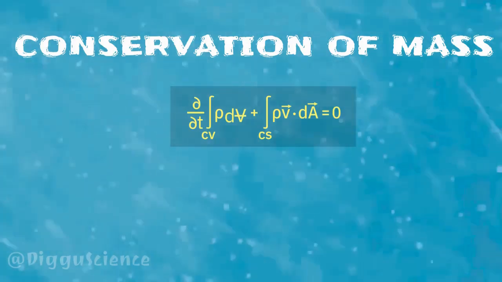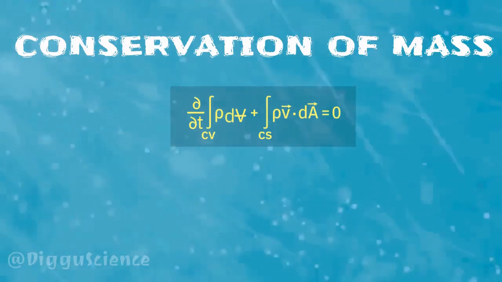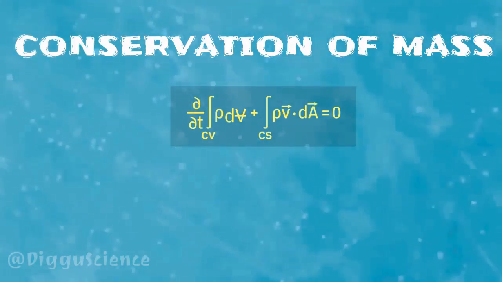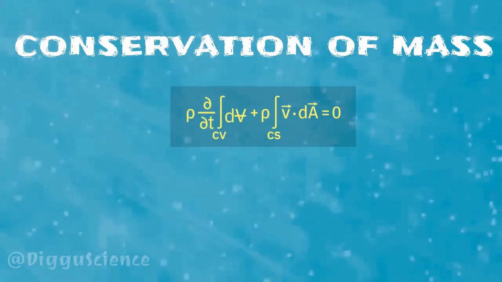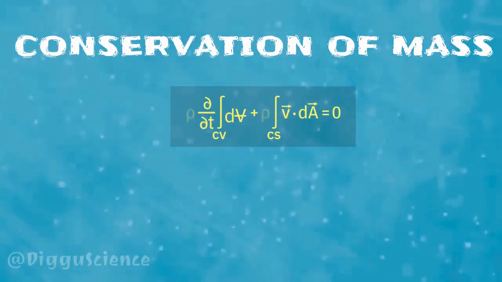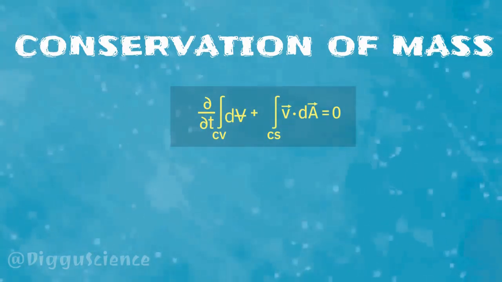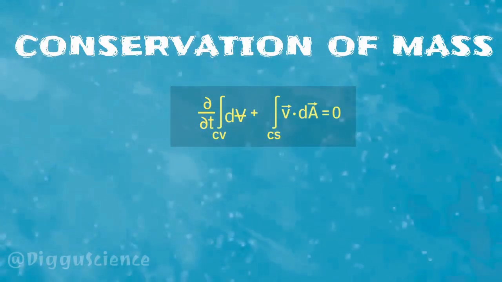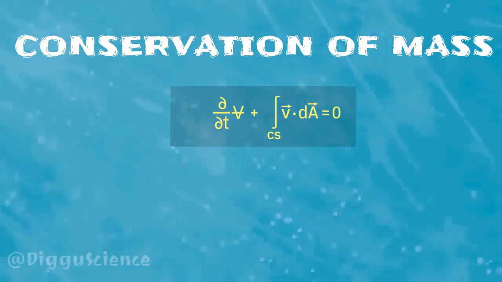In incompressible flow, the density value of the fluid at each point through which the fluid passes is constant. Thus, the value of ρ can be excluded from integral notation. Crossing out the value of ρ, the mass conservation equation changes to the following. The integral of 1 from the control volume is the volume of the control volume.